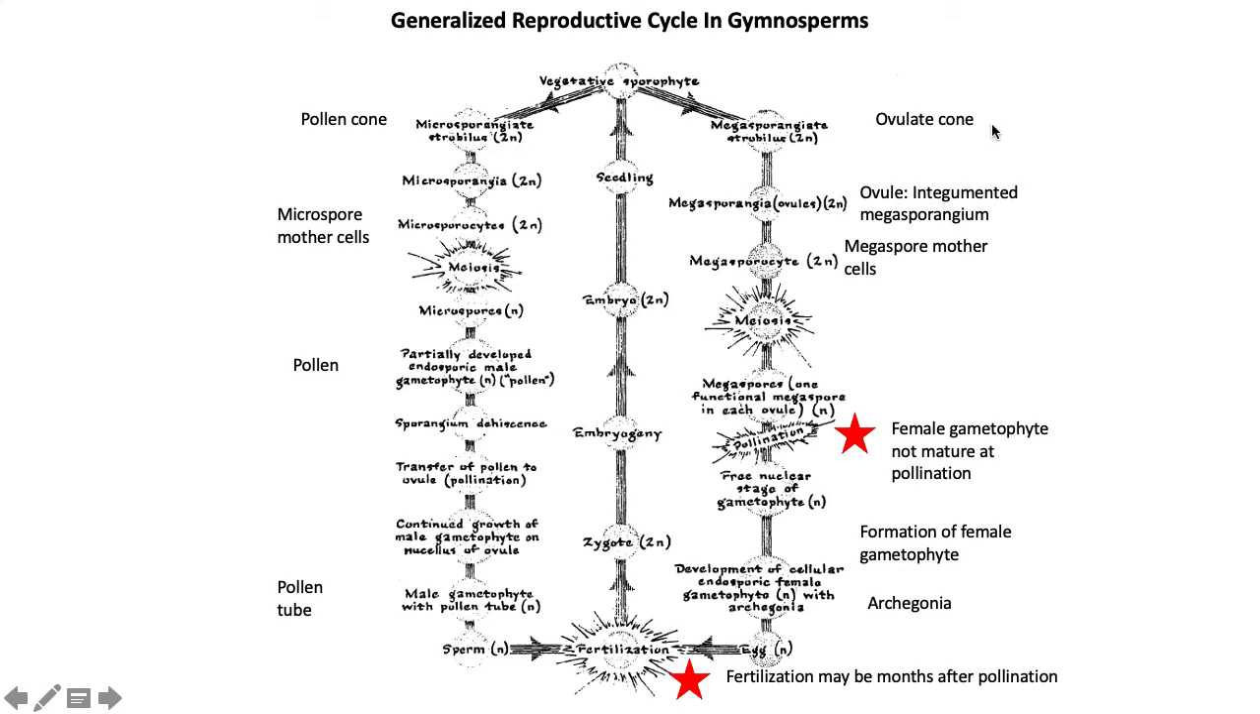Female side, we have an ovulate cone or a female cone where inside we have the megasporangium, the megaspore mother cells that go through meiosis. And pollination occurs. So pollination and fertilization is not the same thing, okay? Pollination means that it has landed on the female part, but it still needs to travel to the egg. So the female gametophyte will mature while the pollen is traveling to the egg. And then once it does meet, now it is mature, we have a zygote that turns into a seedling, which can turn into a sporophyte.